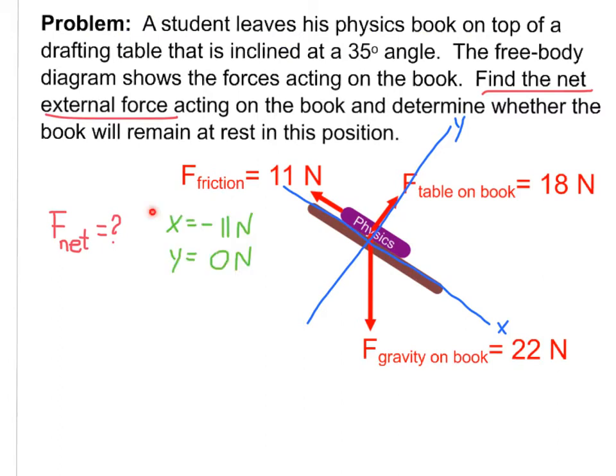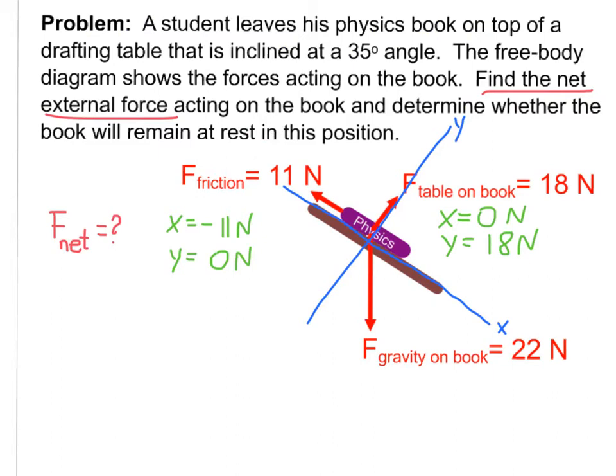So here are my x and y components for the force of friction. X is negative 11 newtons, because it's in the negative direction on the x-axis. Y is going to be 0 newtons. The force of the table on the book, when resolved into x and y components, will be 0 newtons in the x direction and 18 newtons in the y direction.